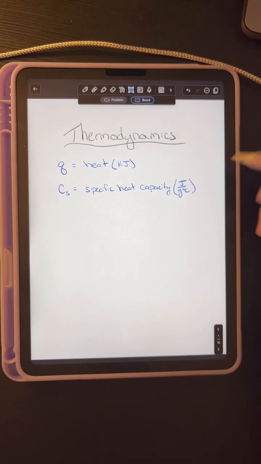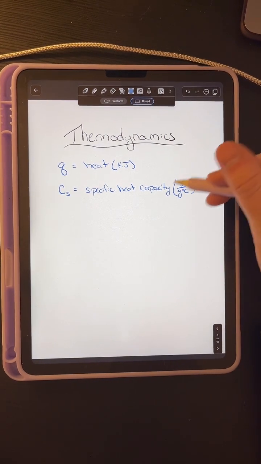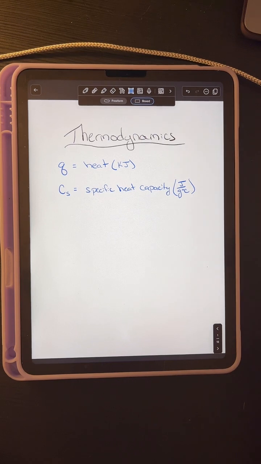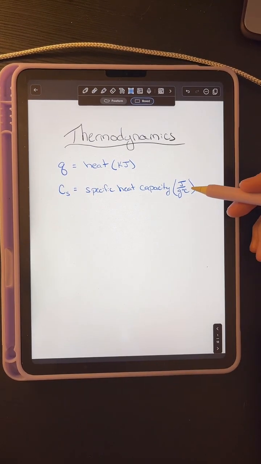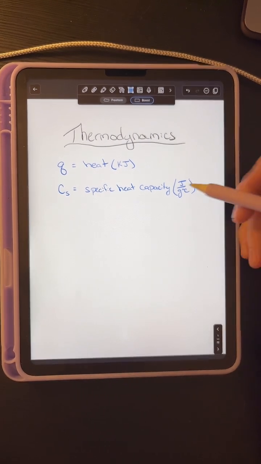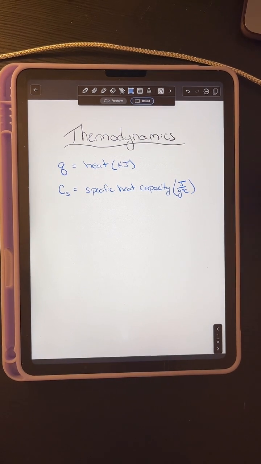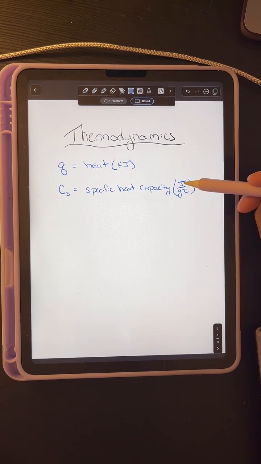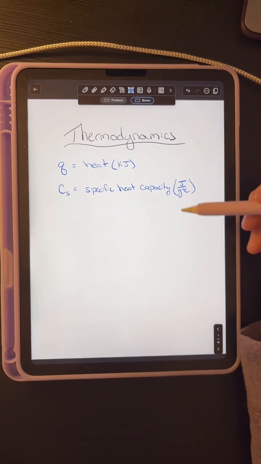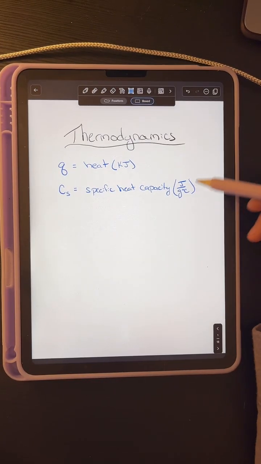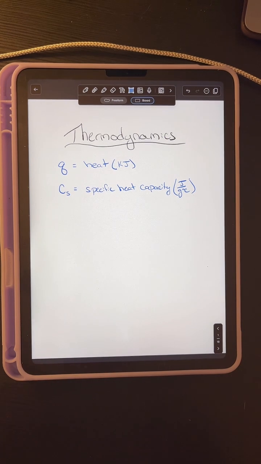We are going to be using this a lot, but what does specific heat capacity mean? If we take something that has a lower heat capacity compared to something that has a higher one: if it has a lower heat capacity, it's only going to absorb a little amount of energy before it starts to heat up. Versus something with a very high heat capacity, it's going to absorb a lot of heat, a lot of energy, before it really starts to change temperature.